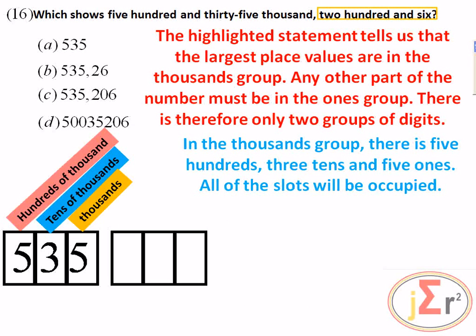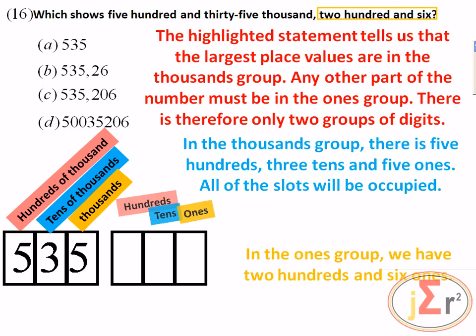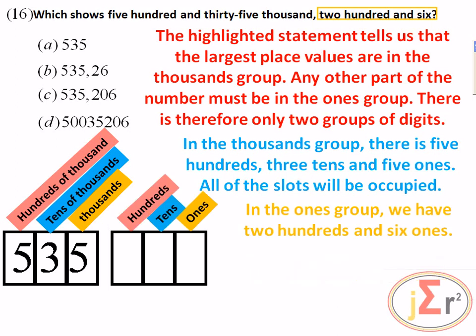Oh, so Jerry is saying already that it is option C, that the correct answer is option C. In the ones group, we have 206 ones.